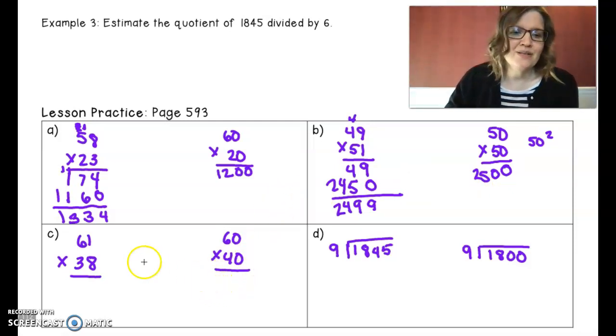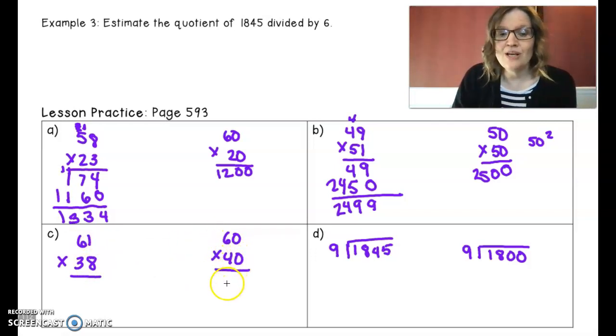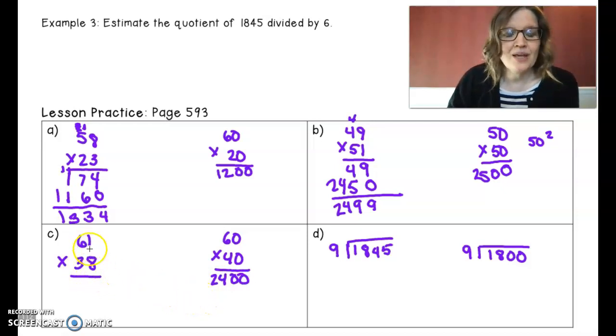Here's our next estimate. 61 times 38, rounded to 60 times 40. I know I have 24, and then I attach 2 zeros on. So our estimate is 2,400. Let's do this. 8 times 1 is 8. 8 times 6 is 48. Whoops, guys. 48. Don't make that mistake if you saw it.